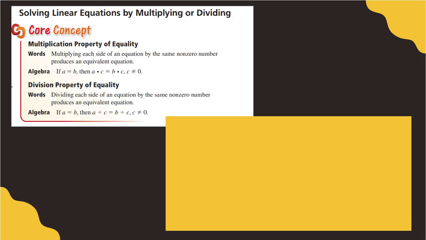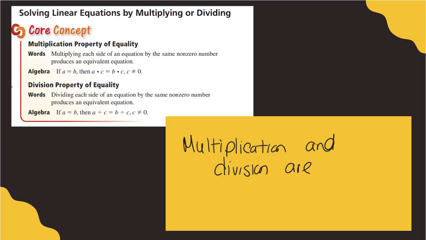Solving linear equations by multiplying or dividing. Remember that multiplication and division are inverse operations, similar to subtraction and addition. Now, when we multiply each side of an equation by the same non-zero number, so we cannot multiply by 0 because if not, then it would just be 0 equals 0, we create an equivalent equation.